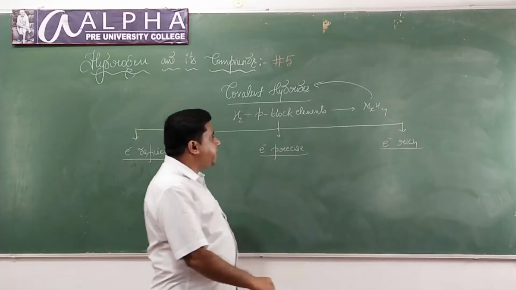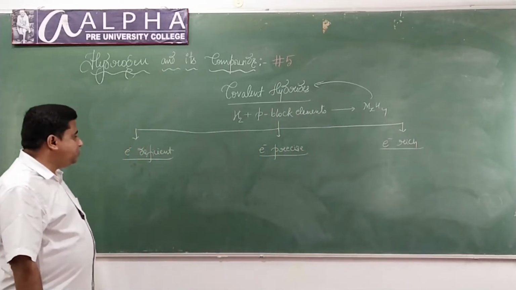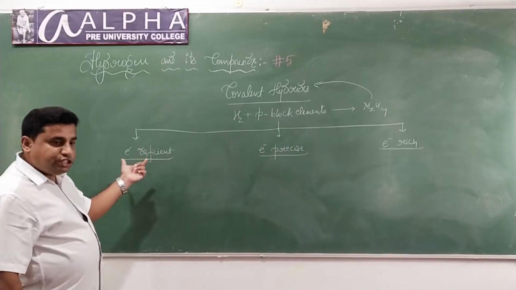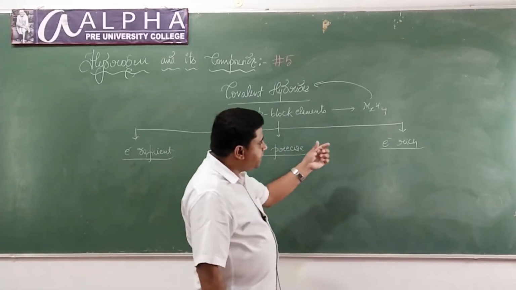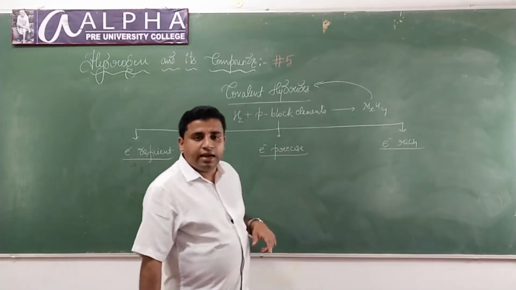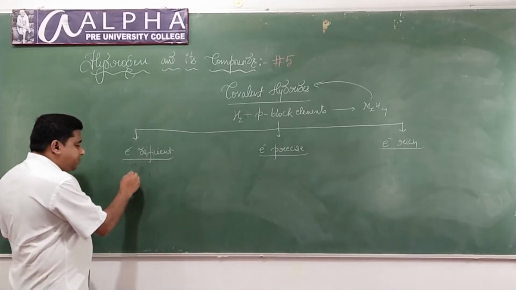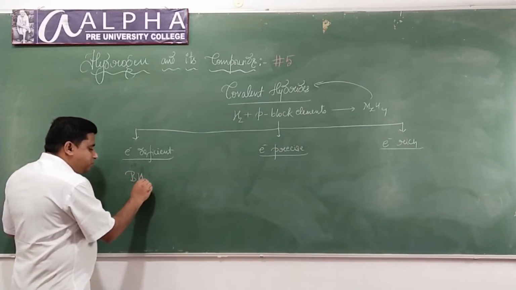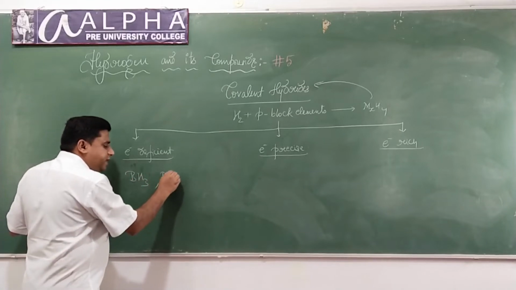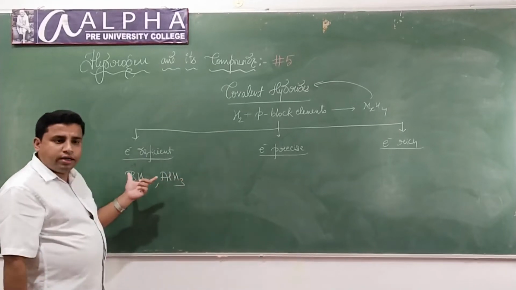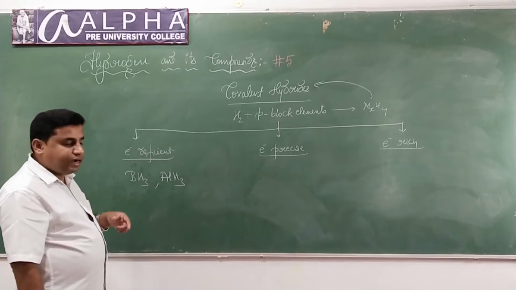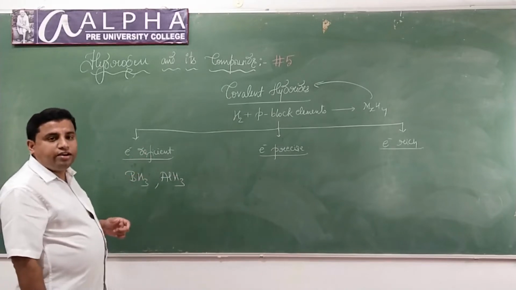Covalent hydrides are again classified into three types: electron deficient, electron precise, and electron rich. What is electron deficient? Let us take up examples like BH3, AlH3. All these are electron deficient hydrides. Why are they called electron deficient hydrides?